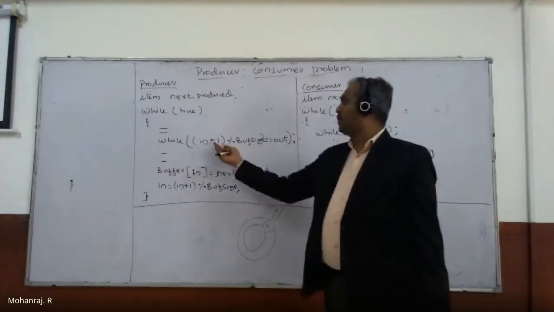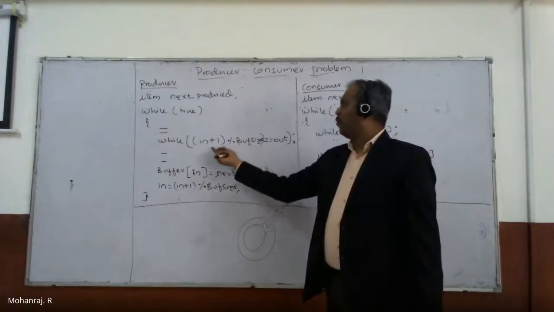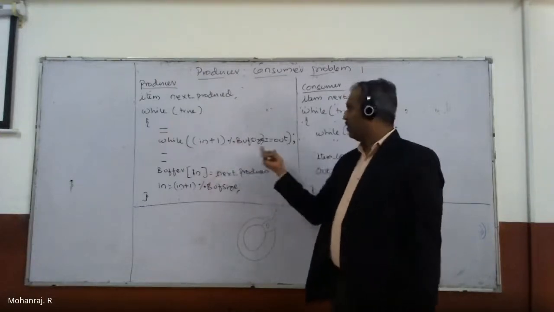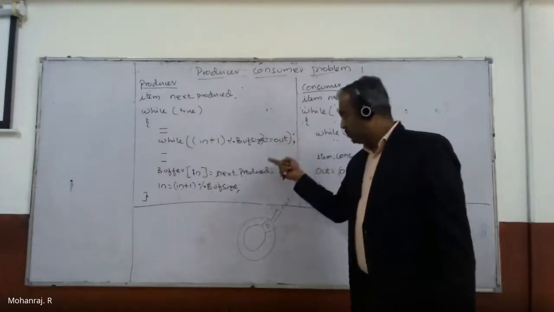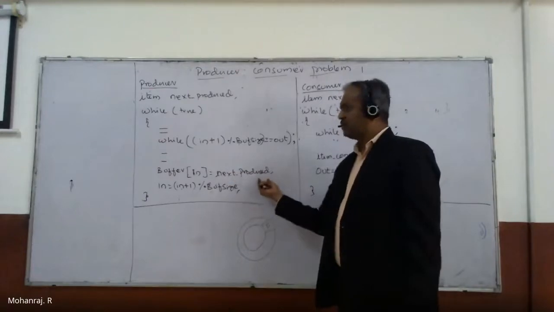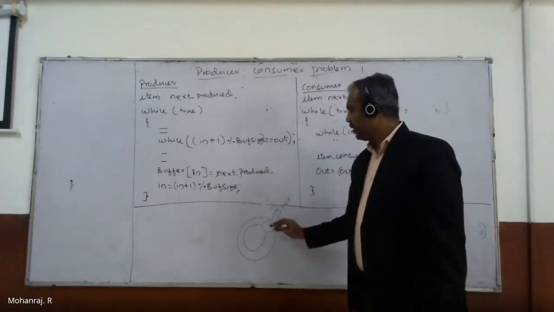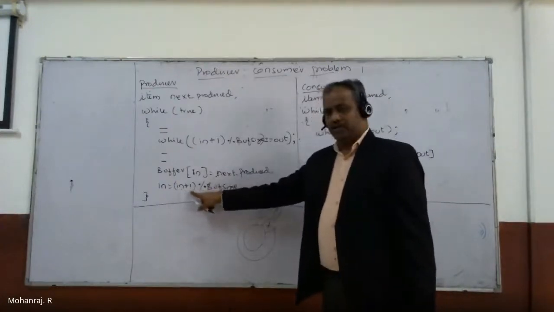So in 0 plus 1 by buffer size, let you assume it is 5. So 1 modulo division 5, you will get 1. Out is 0, so it is false. So it comes out and it is going to place the item which is produced in this place. Right? Let you assume an item has been placed. Then in the next step, in plus 1.